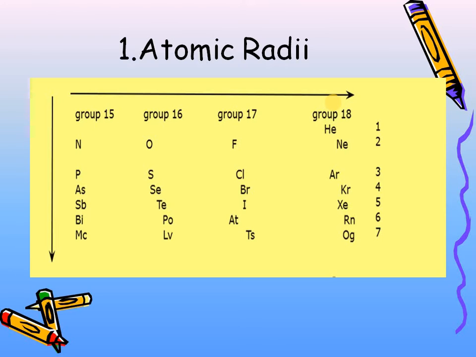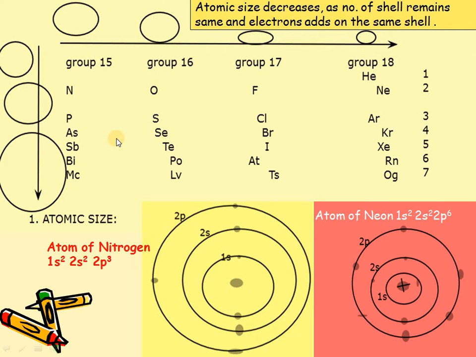You know what atomic radii is: the size of the atom. In the last lecture we discussed that while moving from left to right, atomic radii decreases, and moving from top to bottom, atomic radii increases. The reason remains the same. So this is the scenario of the size: if this element has this much size, then while moving to this side, the size goes on decreasing.